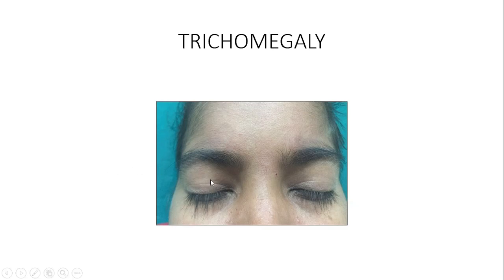Apart from being longer, a trichomegalic condition should have the eyelashes being thicker than the usual one and more pigmented. So, three characteristics: one, longer than usual; two, more pigmented than usual; and three, thicker than usual. As you can see, the eyelashes which this lady is wearing, you can realize that it is not only longer, but it is more pigmented and thicker, thereby receiving the name trichomegaly.